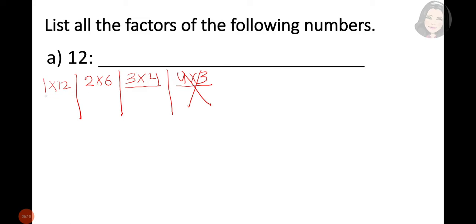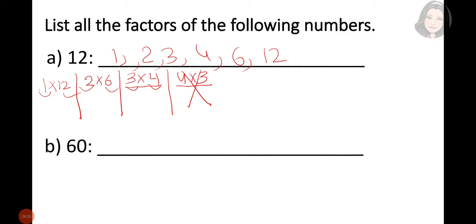So let's list in order the factors of the number 12. I start with the 1, then the 2, then the 3, and after the 3 I've got the 4, and then I've got the 6, and finally the number 12. Let's move on to another example, which is the number 60. Of course, I have 1 times 60.